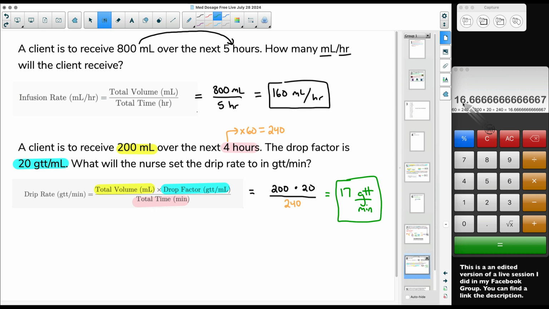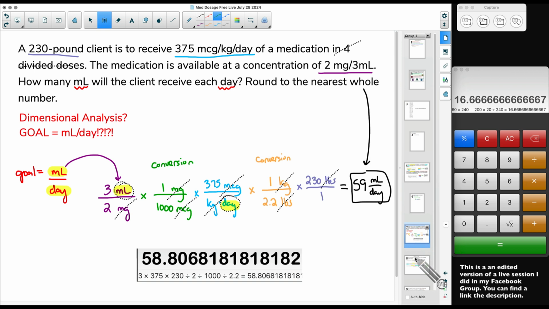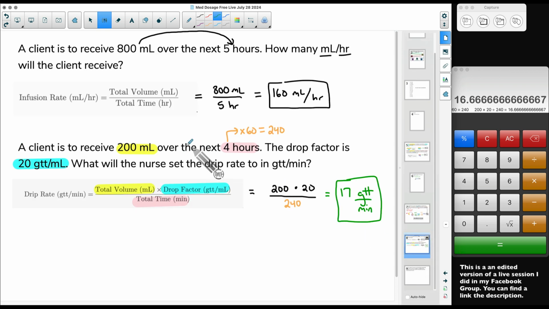So y'all, these formulas work okay, right? I mean, especially this one. This one, we had milliliters, we had hours. Down here, we had to change one thing. But if we go back and look at what I've done tonight, I've given y'all desired over have times quantity. And then we did dimensional analysis, which I love. I know it looks crazy. But then we did infusion rate and we did drip rate. That's 3 different formulas for 3 different problems, and those formulas only work in certain situations.